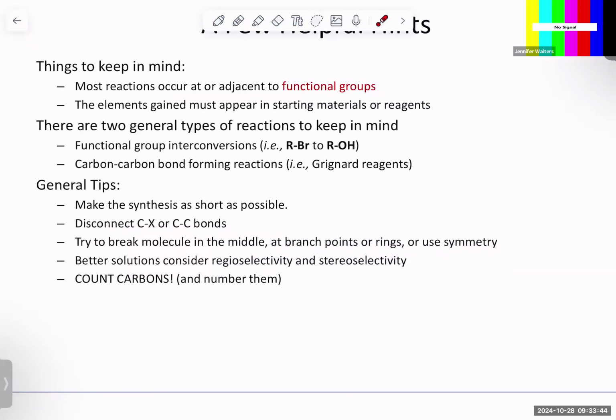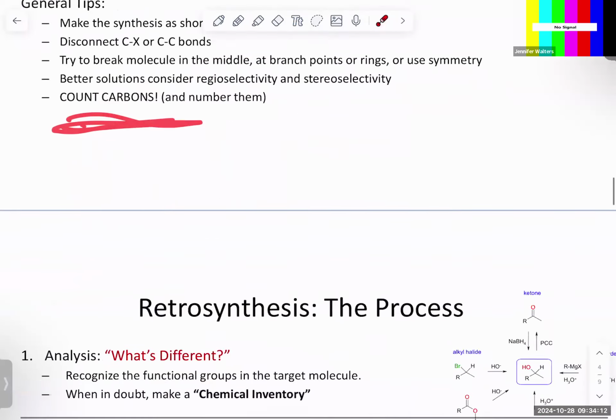There are multiple right answers, but the better answers are going to be the ones that consider regioselectivity and stereoselectivity. That's going to decide whether you get full credit or partial credit. Did you make it regioselective, or did you not pick the right base? Did you use a bulky base or a non-bulky base? That is going to be the difference. And make sure you keep track of your carbons. It's always so frustrating when you lose points because you didn't count your carbons.